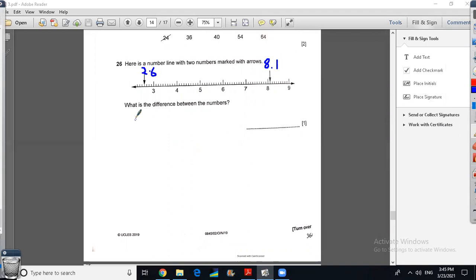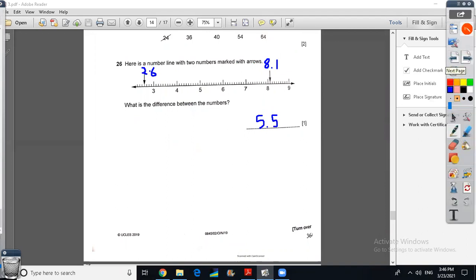That's too easy. No, they wanted the difference between the numbers. 8.1 minus 2.6 is going to give you exactly 5.5. You have your calculator. This shouldn't take so long at all. All right, the next page, I hope it's the last.